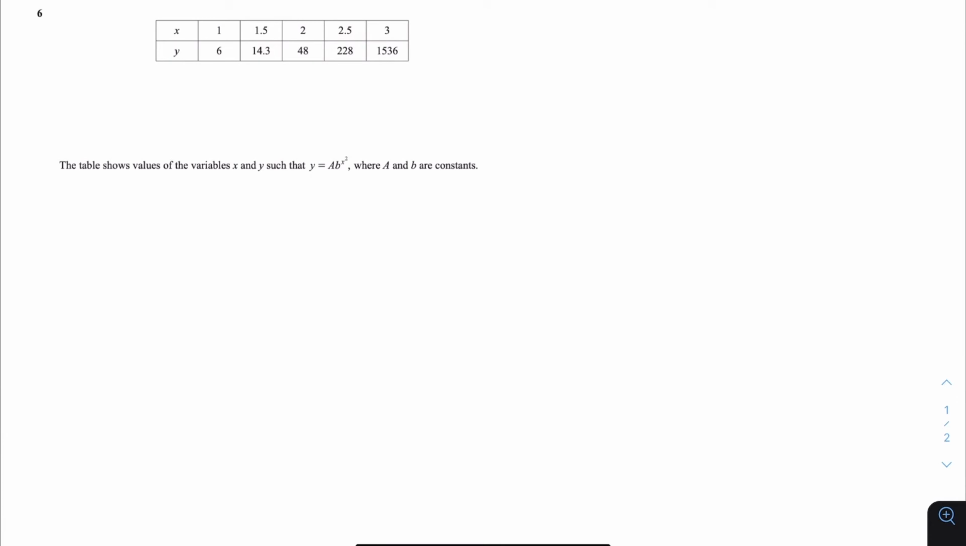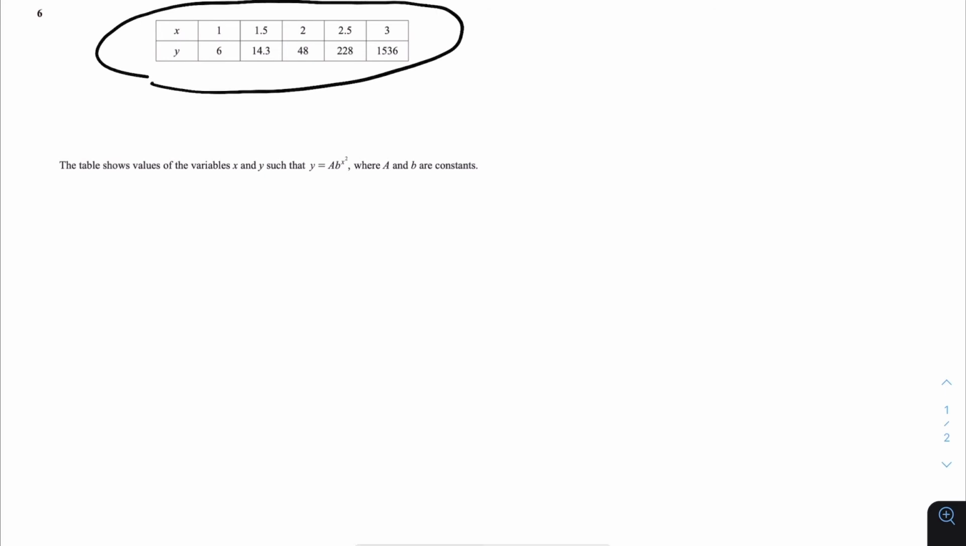Okay, so let's look at this question here. It's a bit different from the ones we've covered, and it's a bit more difficult, but we can do it. The table shows values of the variables x and y such that y equals a times b to the power of x squared, where a and b are constants, and we just have to find the equation of the line using this table right here. So the first thing we have to realize is that we have to put this into straight line form, y equals mx plus c form. And we have to write this in such a way that we can actually evaluate it.